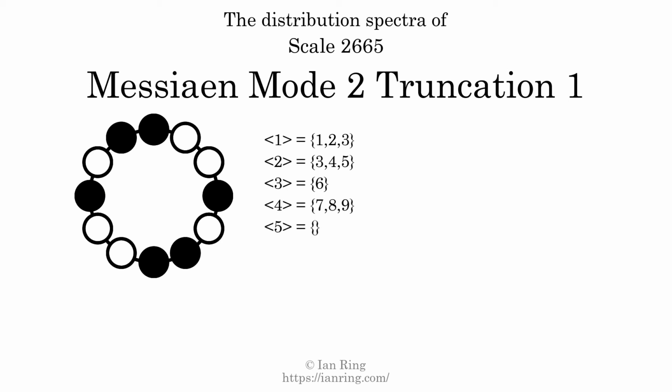And finally, the generic interval of 5 scale steps comes in 3 different specific interval sizes. 9 semitones, 10 semitones, and 11 semitones. The spectrum width of this generic interval is 2.